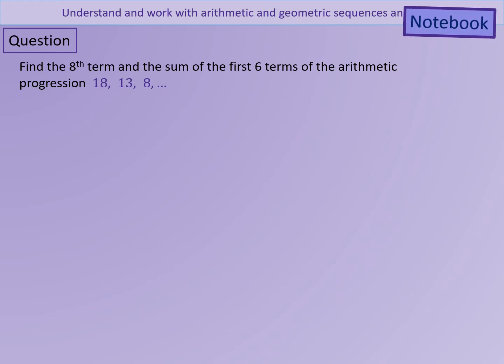So we're now going to consider this example where we have an arithmetic progression and we want to find the 8th term and also the sum of the first 6 terms. We've got formulas that we can use for both of these.